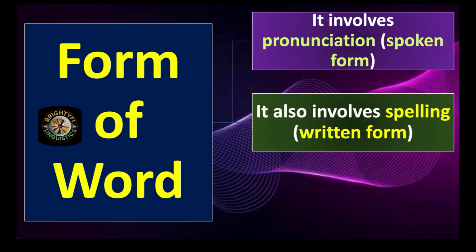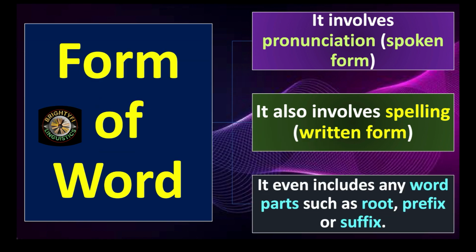We have the next point. It also involves spelling, a written form. We have some more ideas. It even includes any word part such as root, prefix or suffix. So the form of a word consists of pronunciation, spelling, as well as any other word part which may be root, prefix or suffix, and together they make up the form of a word.